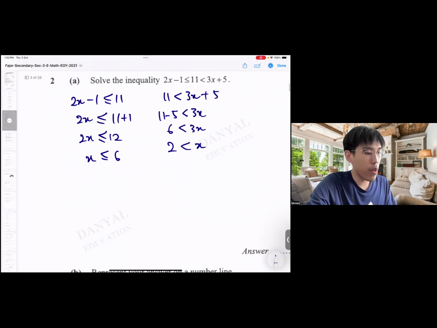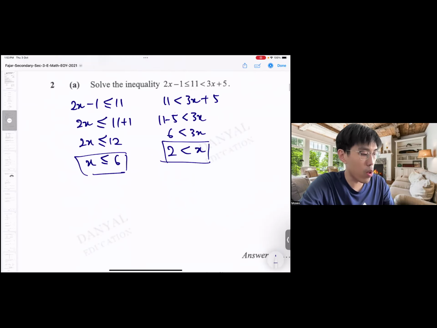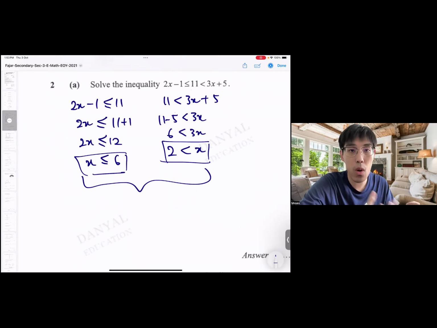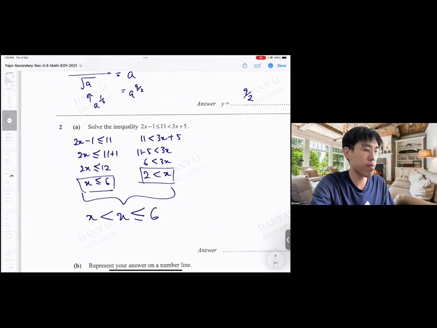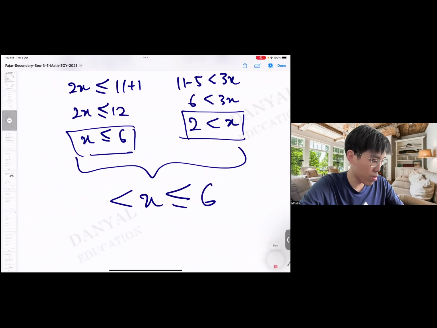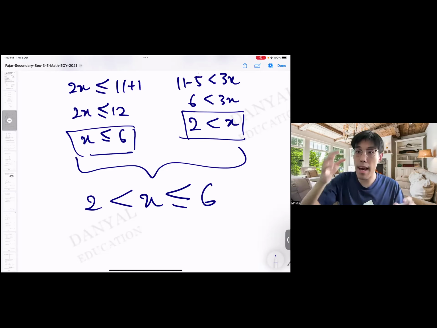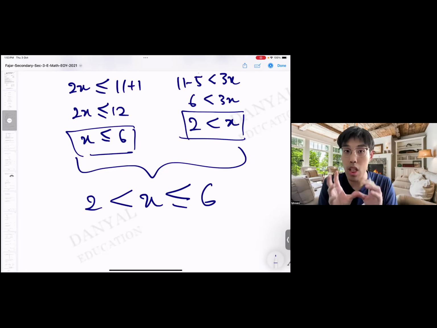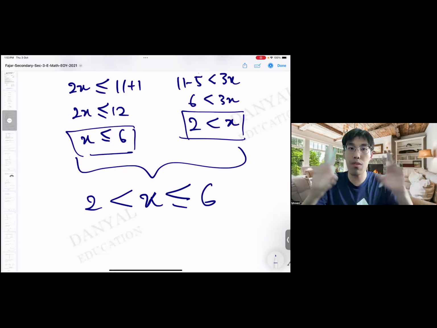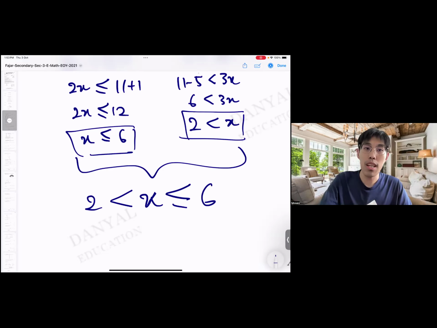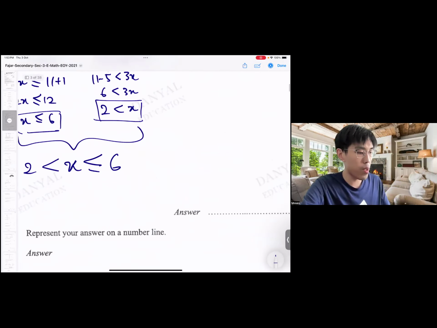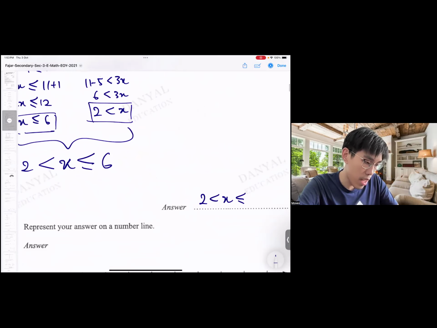From here, we also need to combine these two inequalities together. If I were to string them together, how will it look? x will be in the middle. We need to string it together because both of them are referring to the same quantity of x. So we need to link them together, unless they are at two different ends of the spectrum. So if we combine together, we get 2 is less than x, and x is less than or equal to 6, which is 2 less than x less than or equal to 6.